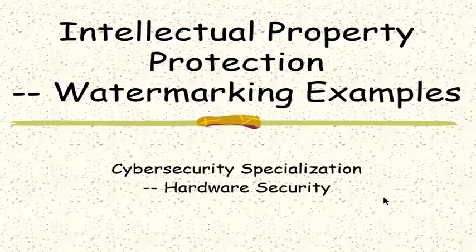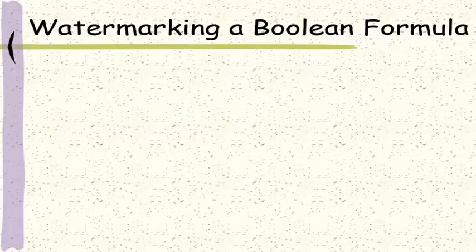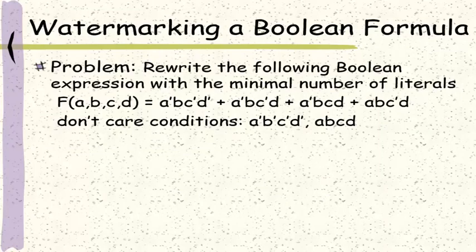We have learned the importance of intellectual property protection and the basics of digital watermarking. Now we will show a couple of examples to see how to embed digital watermarks into hardware design intellectual properties. The first example is on Boolean expression optimization. The problem is to rewrite a Boolean formula with don't care conditions using the minimum number of literals.